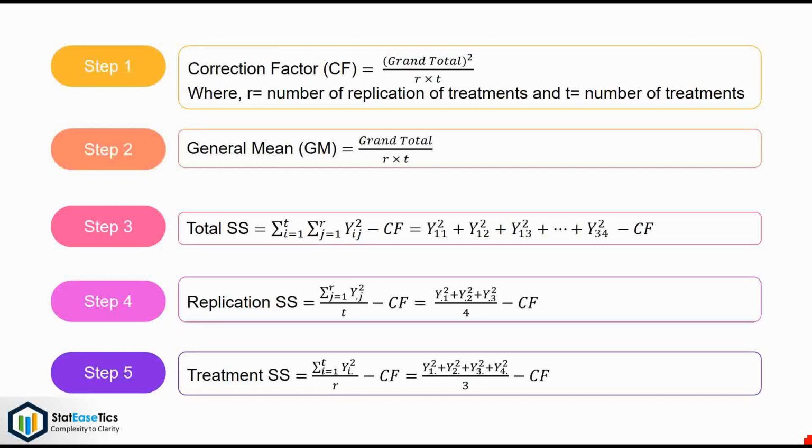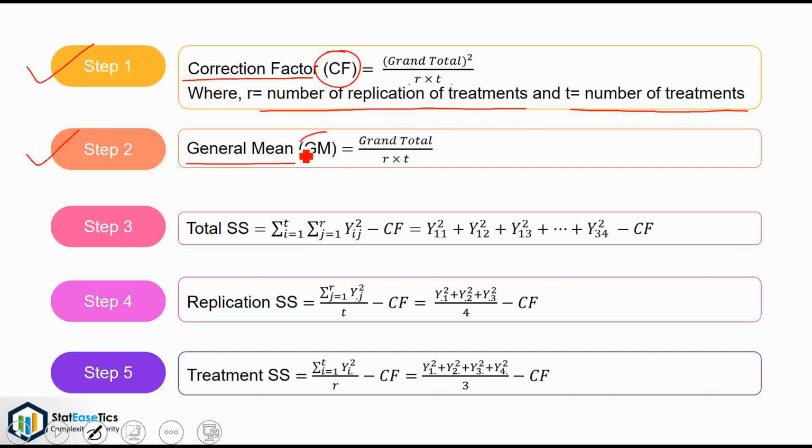Now, let's discuss the procedure for analysis of RBD in stepwise manner. The first step is calculation of correction factor, that is CF, which is equal to grand total square divided by R into T, where R is the number of replications of treatments and T is the number of treatments. Step 2 is calculation of general mean, that is GM, which is equal to grand total divided by R into T.